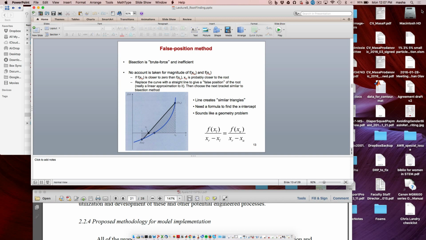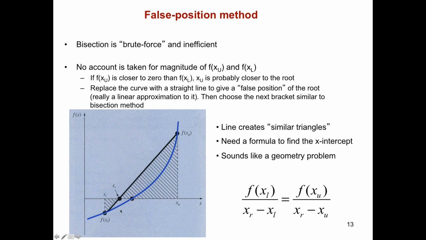What that method says is, I have my bracket that has 2 sides, this is my lower and this is my upper end. Technically, in bisection I'm always halving, so I'm always going straight in between. What if I try to get closer to the actual root by estimating which one of these ends, XL or XU, is closer to the actual root, instead of just halving?